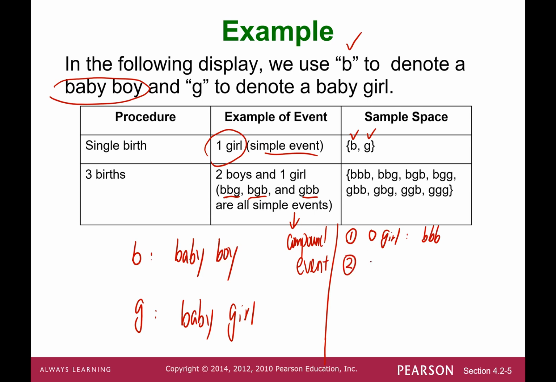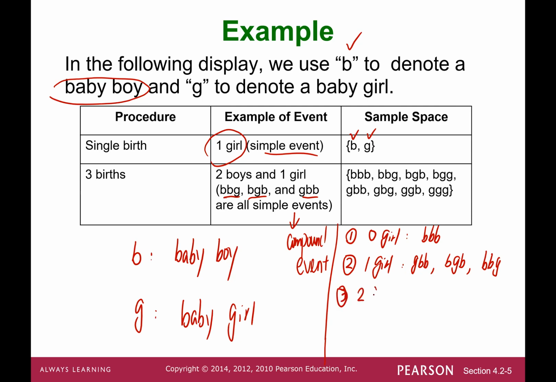Second category, you may have 1 girl. Out of 3 babies, there's 1 girl. Girl could be on the first spot, so girl, boy, boy, right? Girl could be on the second spot, so it's boy, girl, boy. Girl could be on the third spot, so it's boy, boy, girl. So we are rearranging that one girl across the first, second, and third spot.